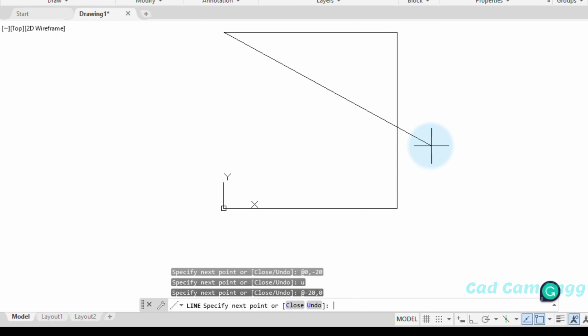So now we have two options. Just press C and enter. Now I press C and enter, so that the square is created.